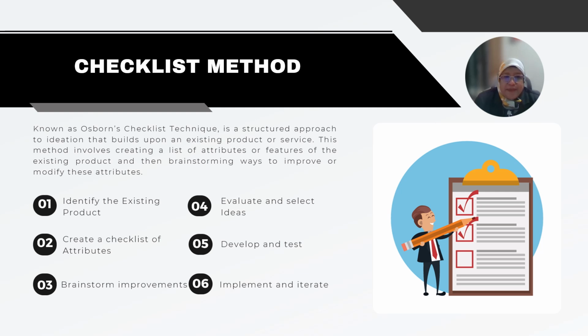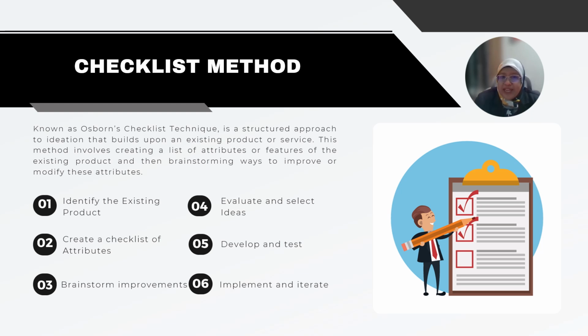The fourth step is to evaluate and select the ideas. The integration of smartwatch features into the smartphone is selected for development due to its potential to enhance user experience and monitoring capability. The second last step is to develop and test. A prototype of the smartphone with the integrated smartwatch features is developed and tested with a focus group to gather feedback on usability and functionality. And the last step will be to implement and iterate. Based on the feedback, adjustments are made to the design and functionality of the integrated smartwatch features.